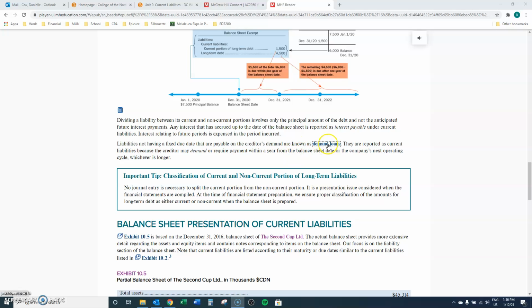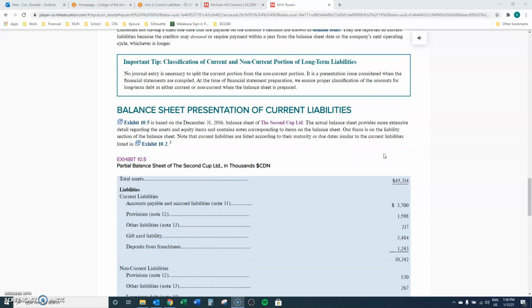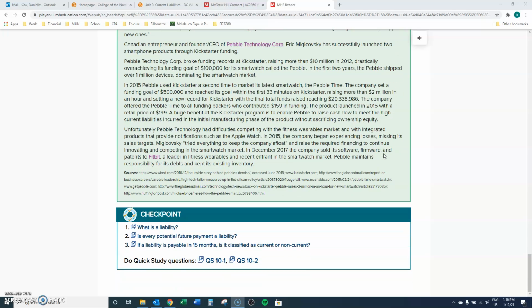Something else is demand loans. So sometimes there's a loan that doesn't have a fixed due date, but the creditor can call the loan whenever they want. They can demand payment. So they're reported as current liabilities because the creditor can ask for payment whenever they feel like it. So it could be within the year, we don't know. So they get classified as a current liability. And I do think that's all in this particular section.